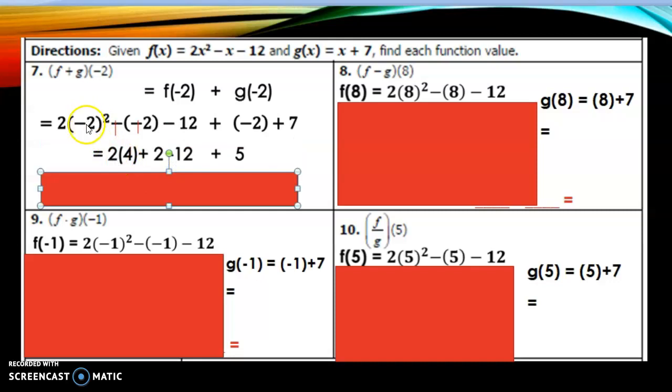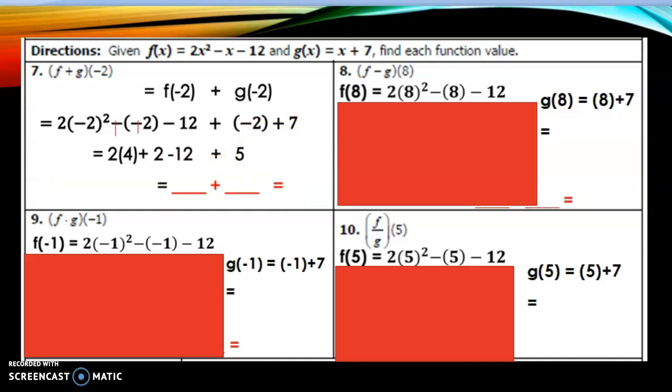2 times, well, negative 2 squared. We always do our exponents first. PEMDAS, or GEMDAS. Grouping, exponents, then multiply, divide, then add, subtract. So we get 2 times 4 plus 2 minus 12. And then plus 5. Really, that negative 2 plus 7. I just simplified g, the function of g.